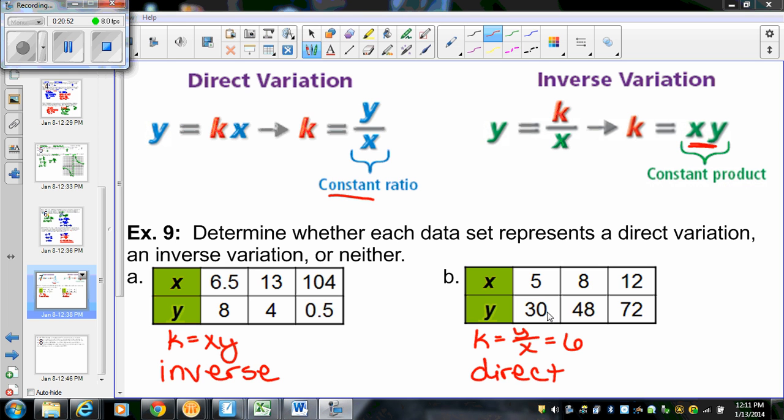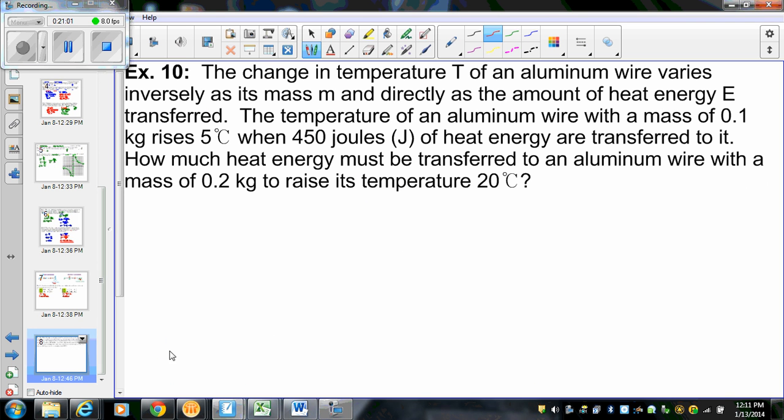Okay, so on that one, all of my y's divided by x's gave me a constant value of 6. So this is a direct variation. All right, last problem, I promise, and then we're done. I know this is a long video.